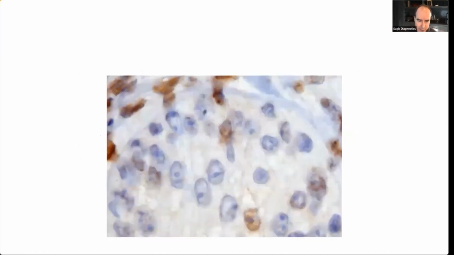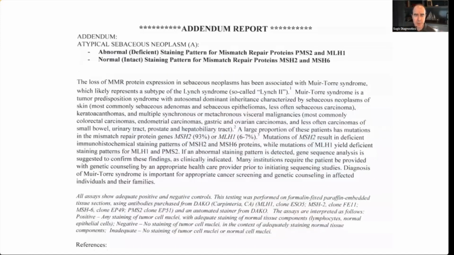So negative is positive in this case. So this was a positive screen. And here you can see that the nuclei of the sebocytes are negative, so they don't have it, and the keratinocytes do. So that's an absence of the enzyme or an abnormal enzyme that's not picking up the antibody. And this would be a typical report.